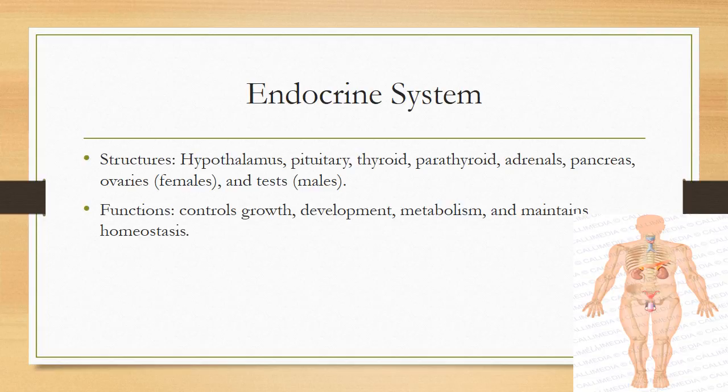As far as females and males, you have your ovaries that are associated with females and your testes, which are associated with males. So your endocrine system, again, it's your hormones, so it basically helps control everything. Control growth, control development, metabolism, and also that important key term, it maintains homeostasis.